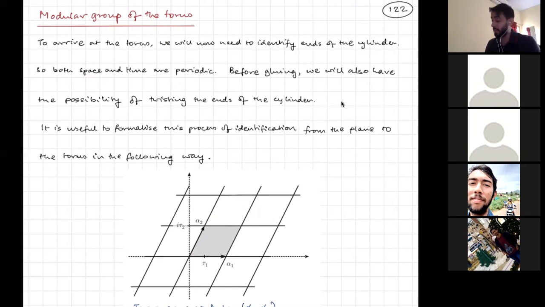There's one last thing that you need to remember. I don't know how much of this we'll look at by the end of the day, but instead of just identifying the ends, what we also could have done is twisted it and then identified it. This is going to be related to something which we can address near the end of the course, but just keep this in mind as well.